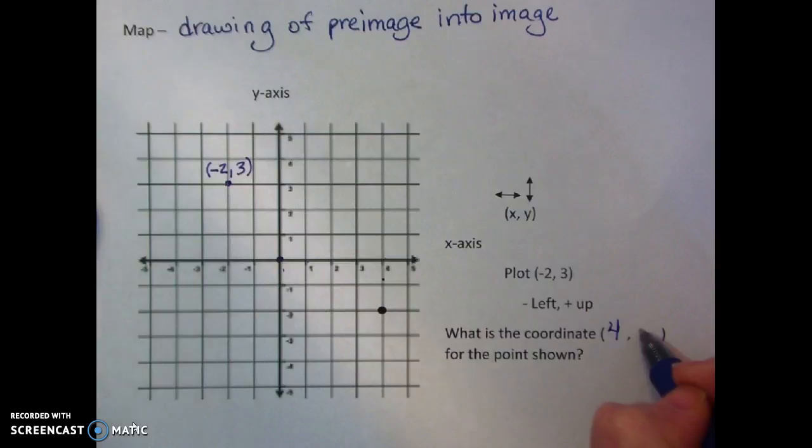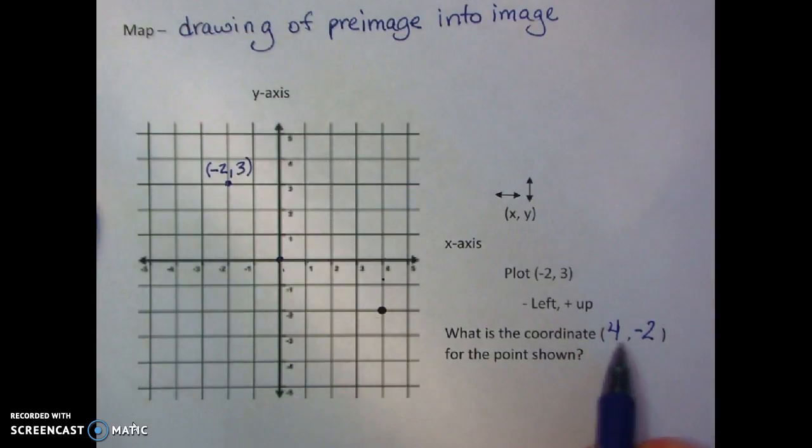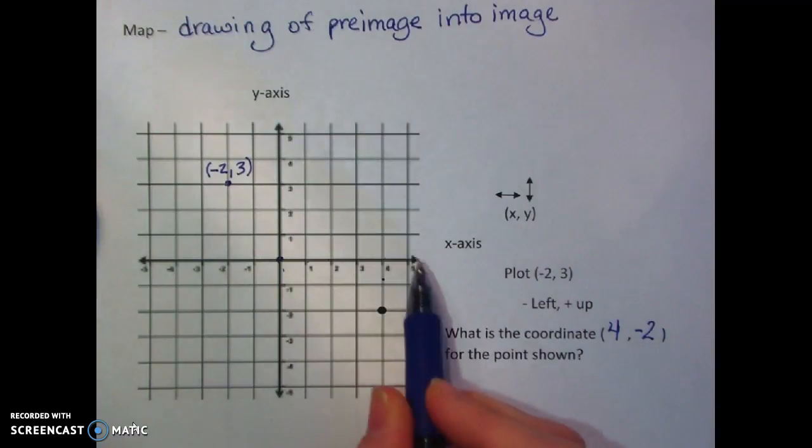Down is negative, so 4, -2. You can't switch these around. -2, 4 would be a different location. So this point here is +4, -2. Right 4, down 2.